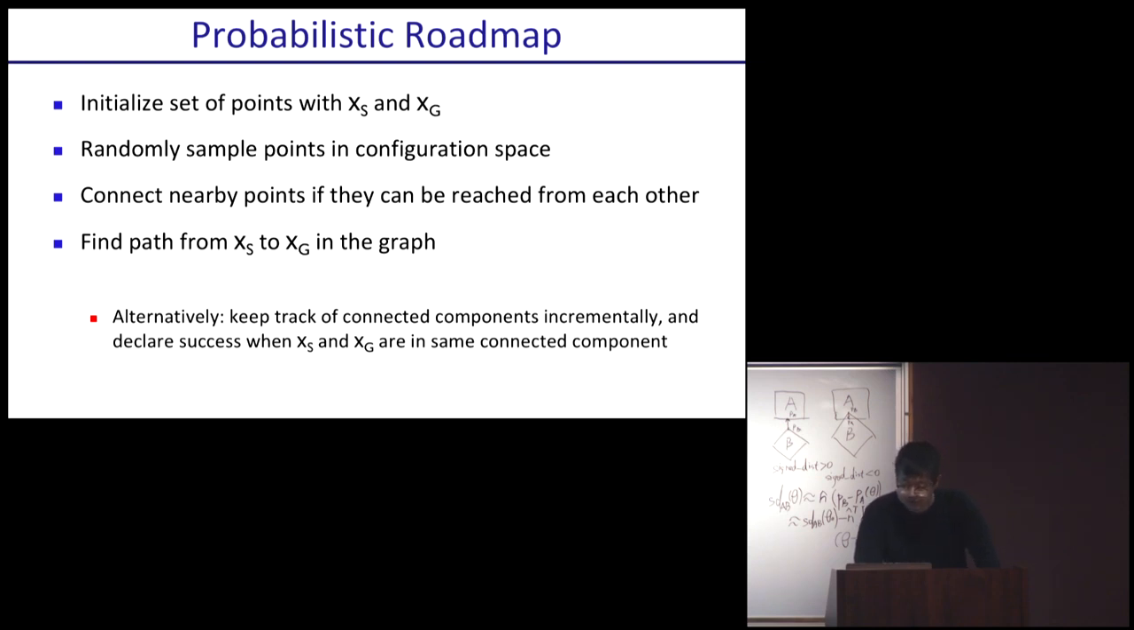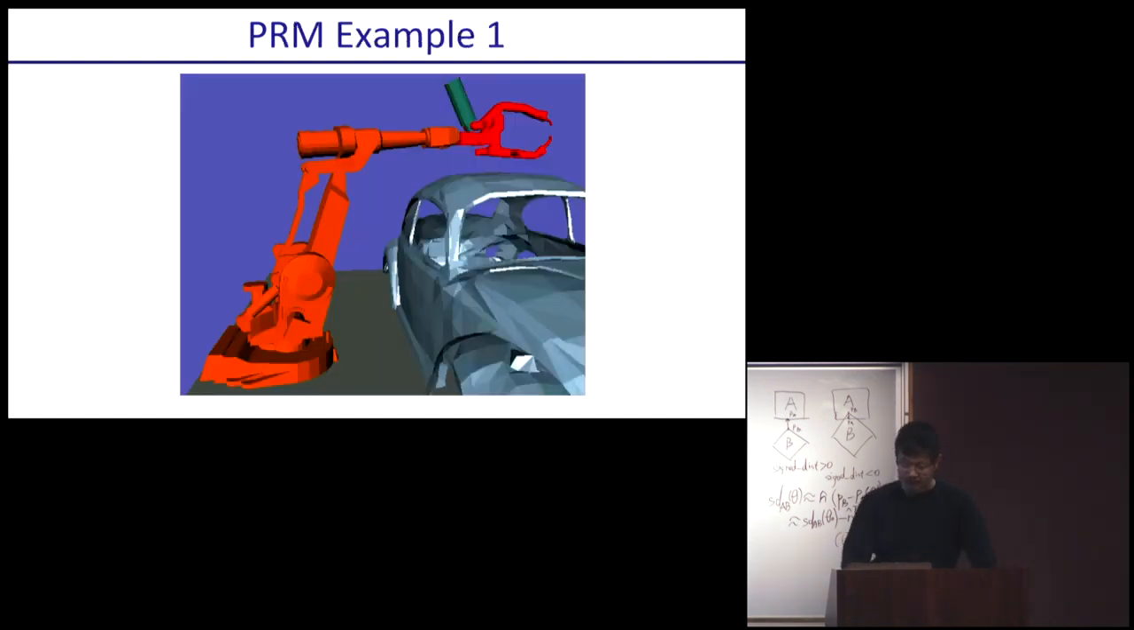Alternatively, keep track of connected components. This is a better algorithm. You keep track of connected components so that you don't need to do the final search, or you can prune the final search to a smaller space. So, more example.